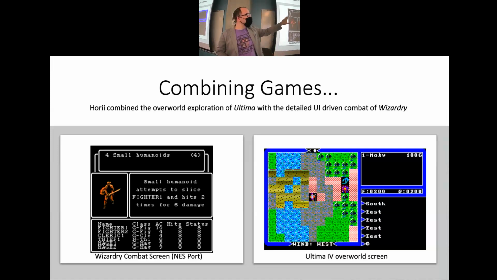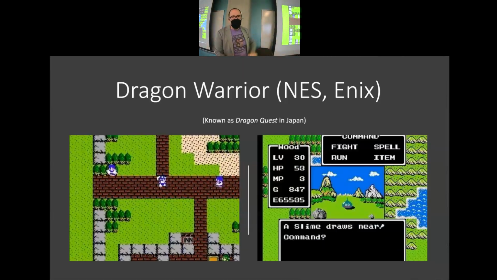He combined, and here's the big important part, we're going to totally test you on this. This will totally be on a test. He combined the turn-based combat of Wizardry and the Ultima 4 overworld stuff. He combined those into one game, and we can see that in Dragon Warrior on the NES. We can see that the Ultima style is preserved of outdoor exploration with the combat style of Wizardry, and that's exactly how we got the early JRPGs. Okay, we'll hold it there. We'll come back to this on Wednesday.